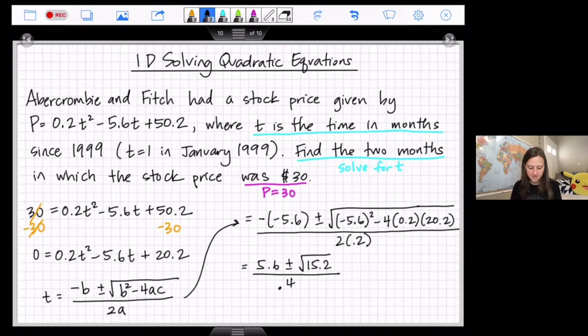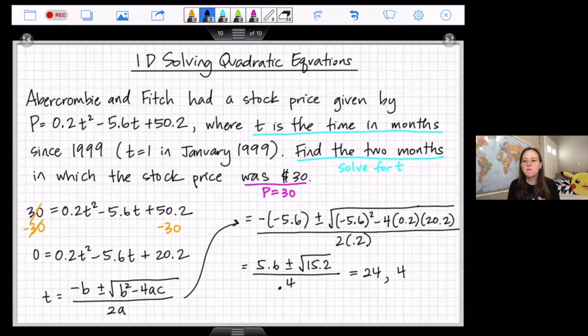So I'm going to do 5.6 plus the square root of 15.2 divided by 0.4. And I get 23.74. I'm going to round that off to 24. And then let's do the minus. 5.6 minus the square root of 15.2 divided by 0.4. And I get 4.25, so we'll round that off to 4. I rounded those off to whole numbers because t represents a number of months. And since this is an approximate kind of equation, it's fine to round it off to a whole number.